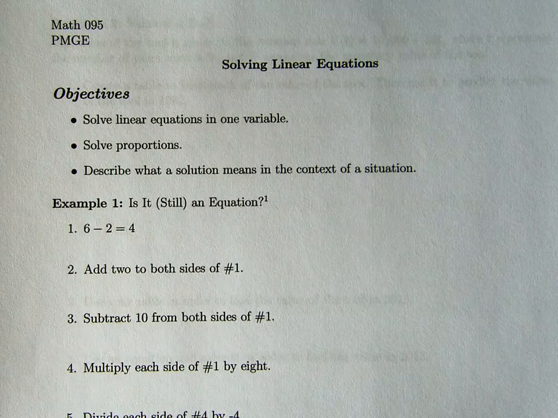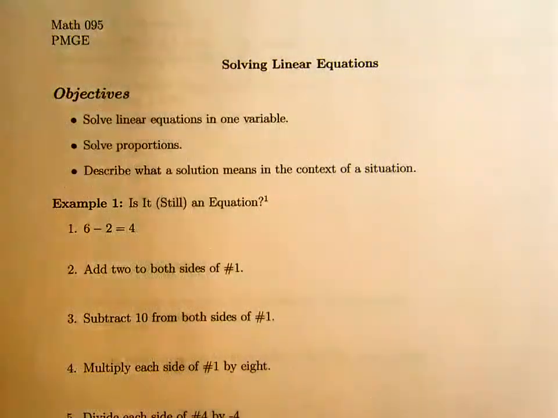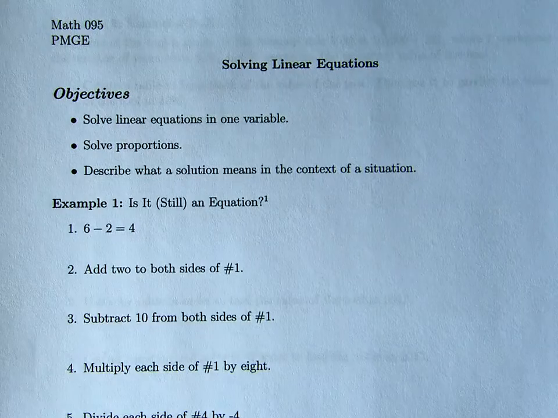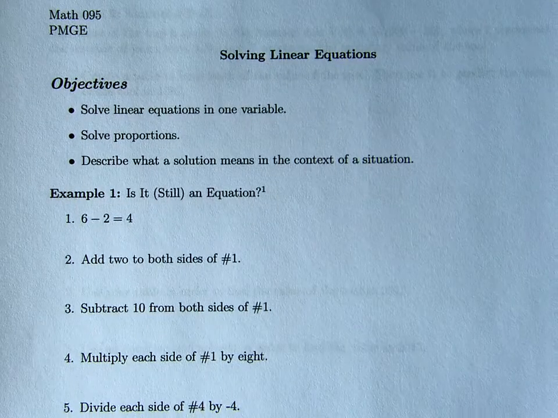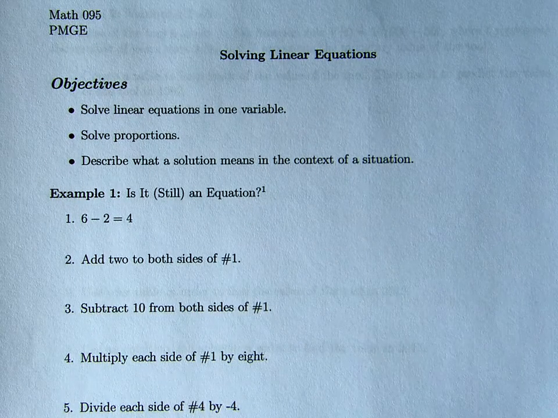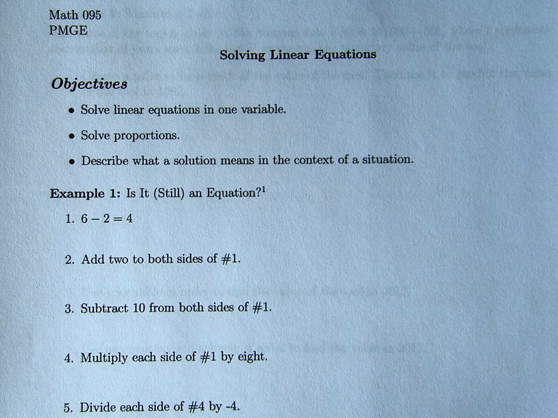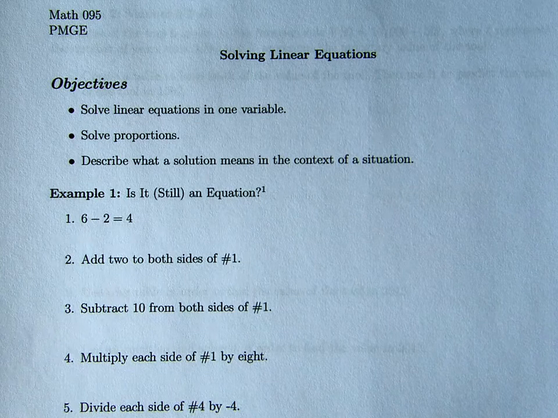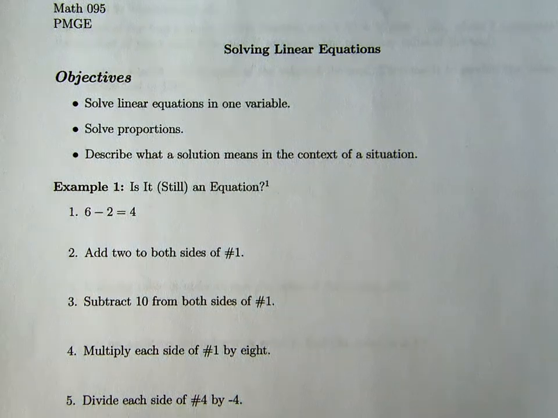Let's solve some equations. This is from section 3.3 of your book. We're going to solve linear equations that just have one variable that is unknown. We're going to do some proportions. And of course, we are always going to make sure that it makes sense in the context of the situation.